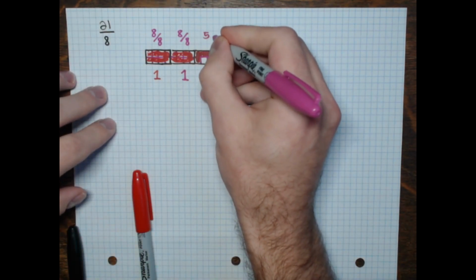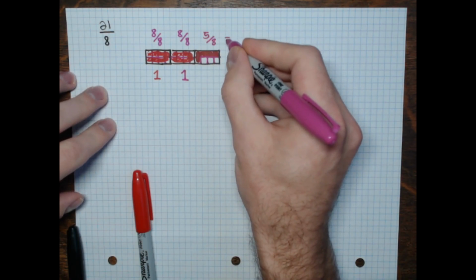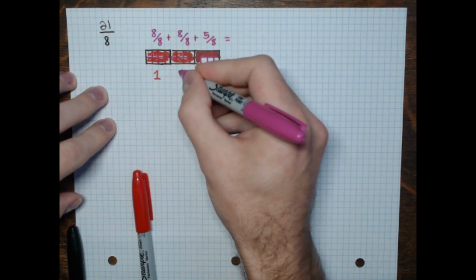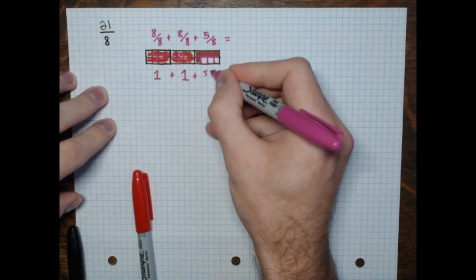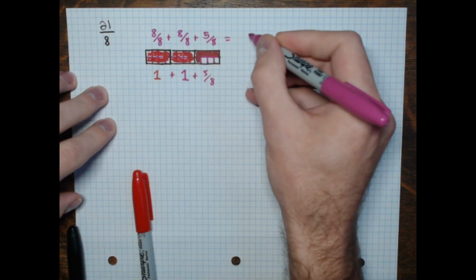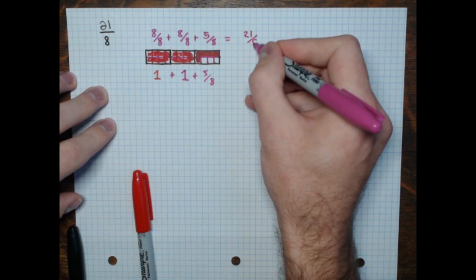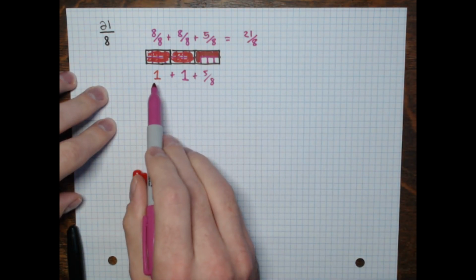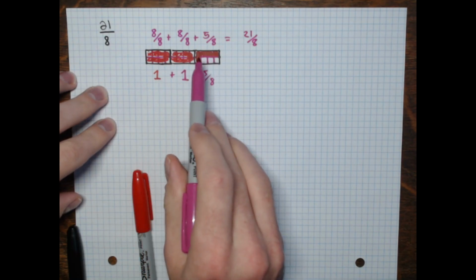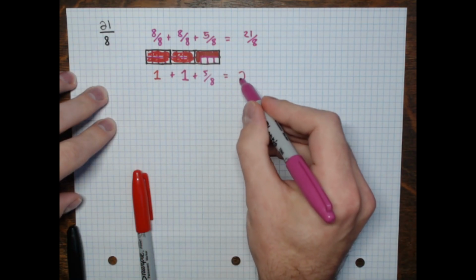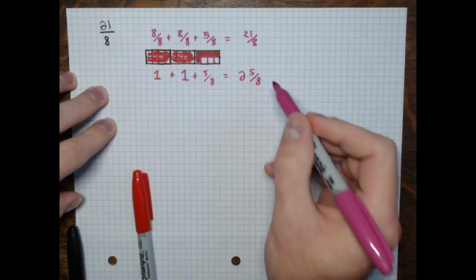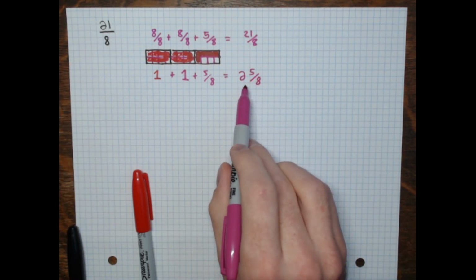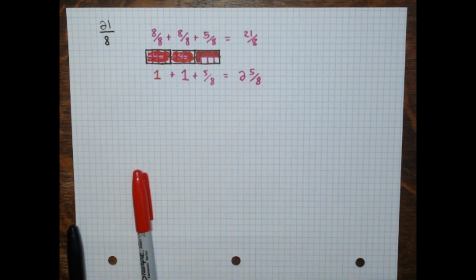So there's 5 out of the 8. For a total, when I add these up, 1 plus 1 plus 5 eighths, that's 21 eighths as an improper fraction, and then making a mixed number, that's 2 whole units and 5 eighths. 2 and 5 eighths. So that's what I'm going to enter, 2 for the whole number and 5 eighths.